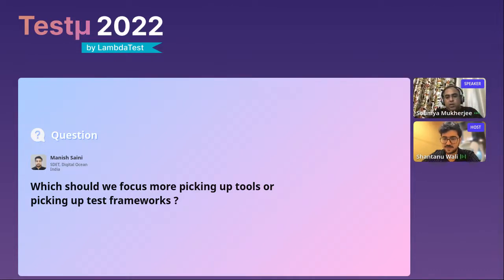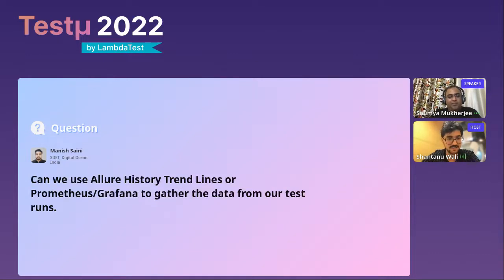Got it. I think we have a follow-up from Manish here. Can we use Allure history trend lines? Sure. So think about this, Manish. Allure or any reporting tool, they need an underlying JSON to create their reports. You can't directly write an HTML, and nobody will write an HTML. What they do is they create that JSON object and then feed that to a service of theirs to create that report.